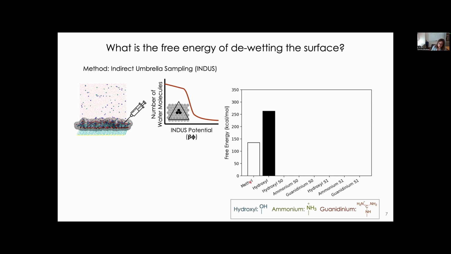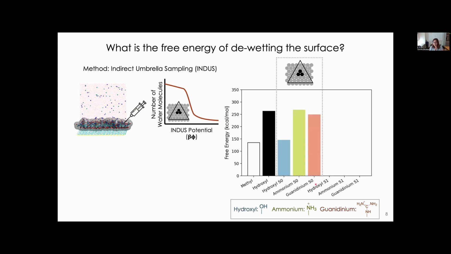So these are the types of results we get out from this. So starting with just the methyl and hydroxyl surface, you can see that all of our free energies are going to be positive. And this is because obviously at equilibrium, these surfaces want to have water near them, right? So it takes a certain amount of energy just to pull water off of them. But because the methyl surface is quite a bit more hydrophobic than the hydroxyl surface, you can see that the free energy barrier associated with removing water from the methyl surface is a lot lower than the free energy barrier associated with removing water from the hydroxyl surfaces.